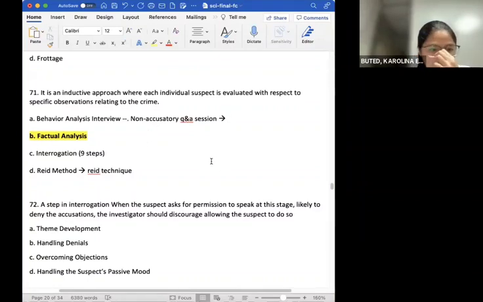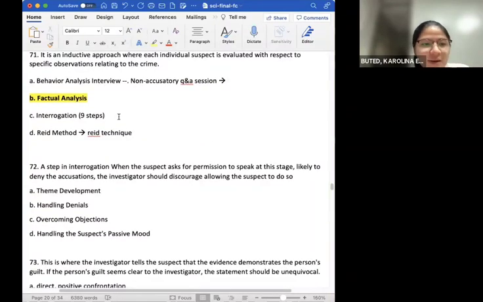Okay? Number 72. Sabi natin, ang interrogation merong 9 steps. A step in interrogation, when the suspect asks for permission to speak at this stage, likely to deny accusations, the investigator should discourage allowing the suspect to do so. What step of interrogation is this? Okay? This is handling denials. This is a step in interrogation where the subject is likely to deny accusation.